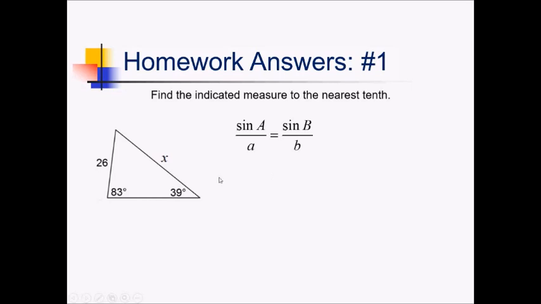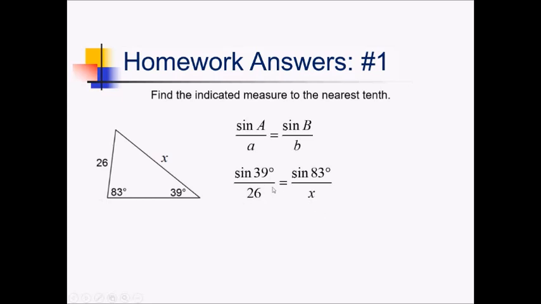So let's start with the side that we actually know everything about. So we'll do sine of 39 degrees over the side across from it, which is 26. And that'll equal the sine of this other angle that we know, 83 degrees, over our missing side, which we'll call x. Now, to get x by itself, I have to cross multiply basically and then divide.